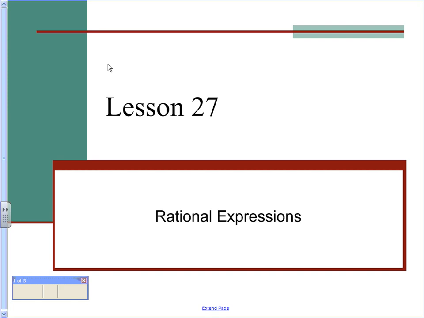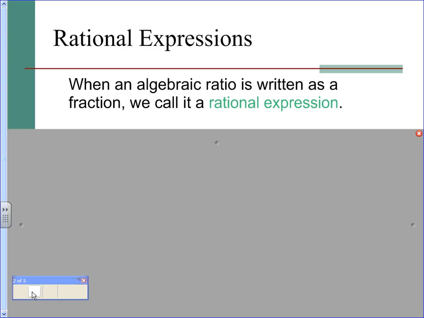Rational expressions. So whenever you have an algebraic ratio written as a fraction, it's called a rational expression.